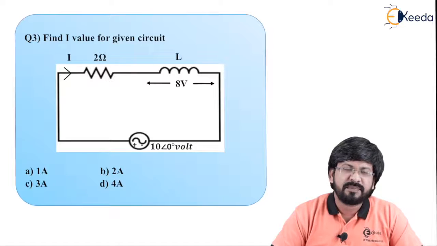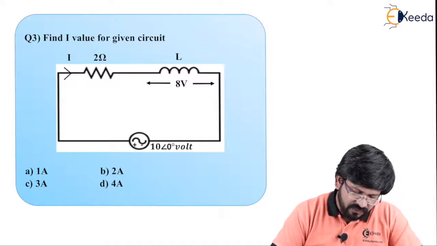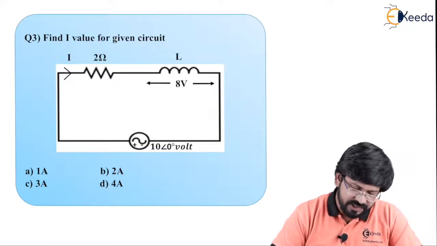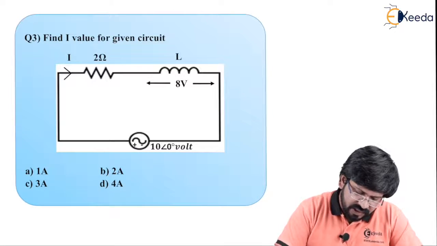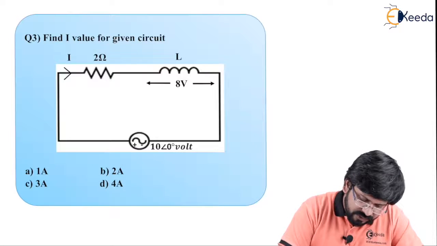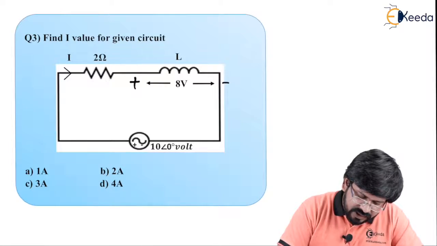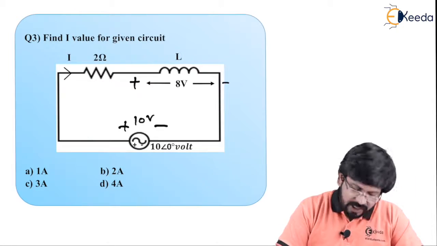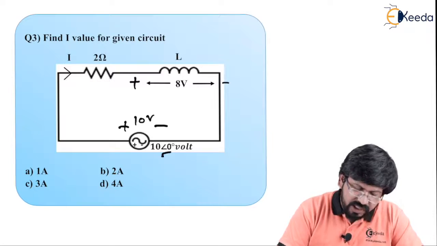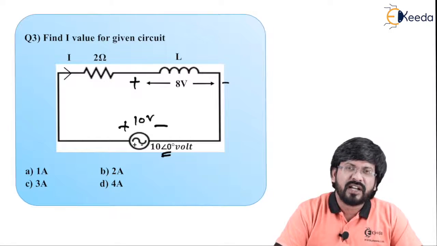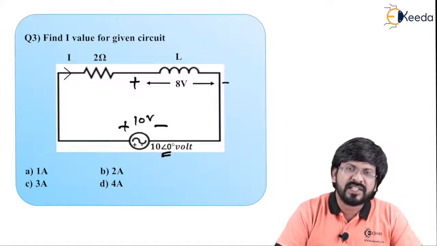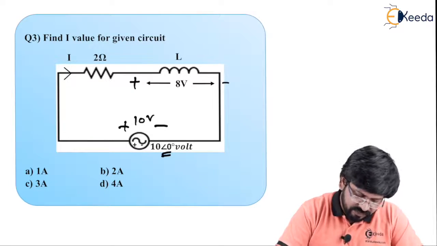Question number 3 has appeared on your screen. It says you'll have to find the I value for a given circuit. So as you can see, it is a simple RL circuit. Voltage across L is given as 8 volt here. We can have this polarity, as well as the supply voltage given as 10 volt. Let me tell you, if the angle is 0 degree, you can remove that angle and write it as 10 volt. But if the angle is other than 0 degree, then you'll have to consider that.